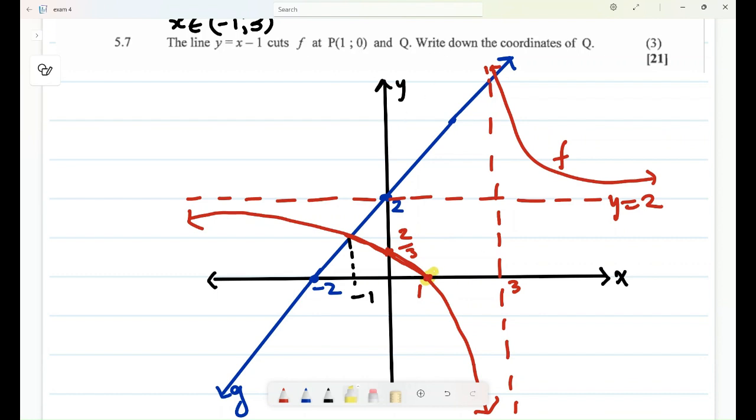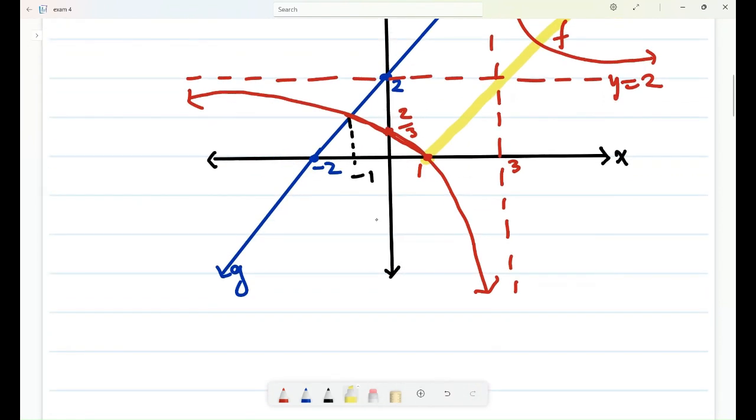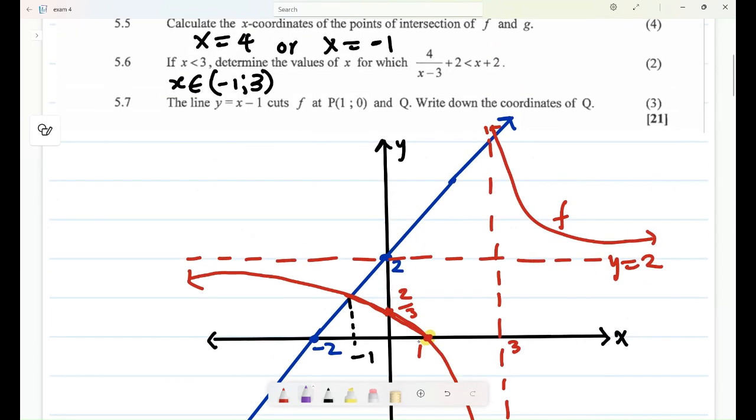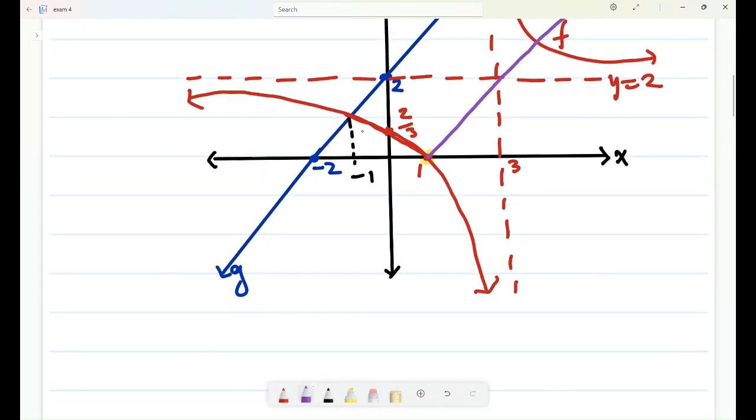So if this line cuts it here, what I'm seeing now, all right, let me see, this is the line they are talking about. Let's change the color to maybe this one. If this is the line they're talking about, it cuts at P like this, maybe, and goes there.